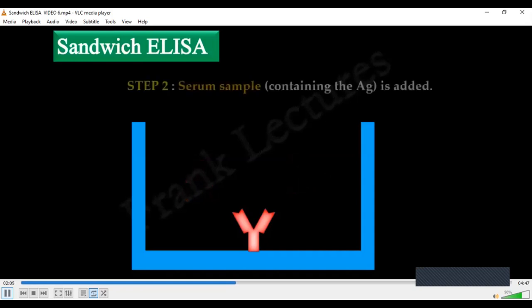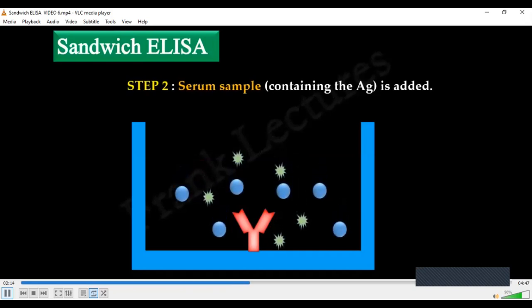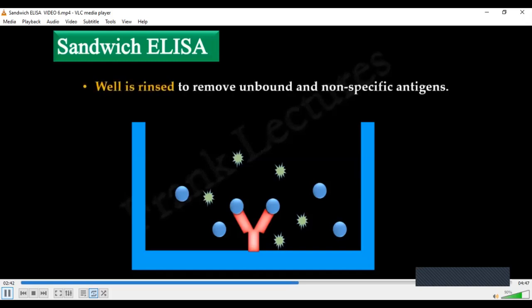In the second step, serum sample, or test sample, is added in the well. Now, serum from a patient may contain many different antigens, but the capture antibody is specific for a single target antigen. If the sample contains the target antigens, they will bind to the capture antibody present in the well. If the specific antigen is absent in the test sample, no antigen-antibody binding takes place. Again, the well is rinsed to remove unbound and nonspecific antigens.